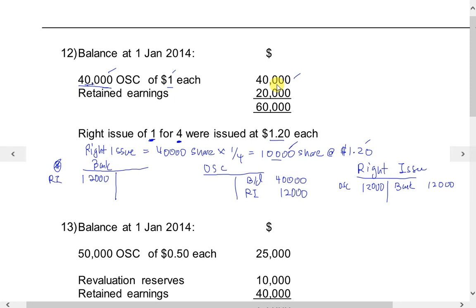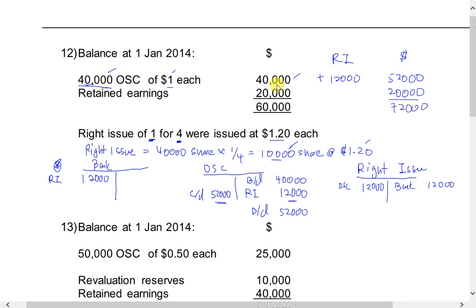Okay, so after shares are issued, the ordinary share capital balance is now 52,000. After the rights issue plus 12,000, the balance is 52,000. Retained earnings remain 12,000. The total equity is 72,000. This is shareholders' equity.